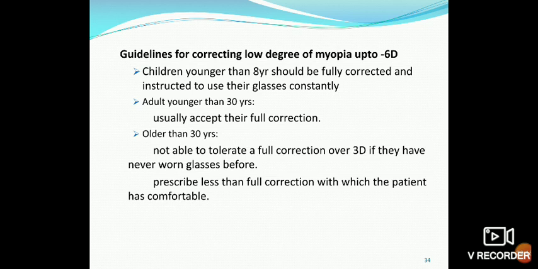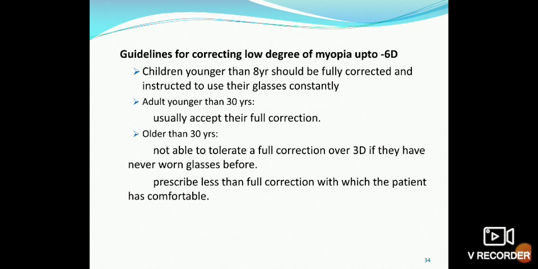Okay, remember. Those older than 30 years of age who are not able to tolerate full correction, or 3 diopters, and have not worn glasses before: individuals who are more than 30 years of age and have not worn glasses earlier should never be given a full correction. They should always be given an undercorrection. They will not tolerate full correction. Remember.